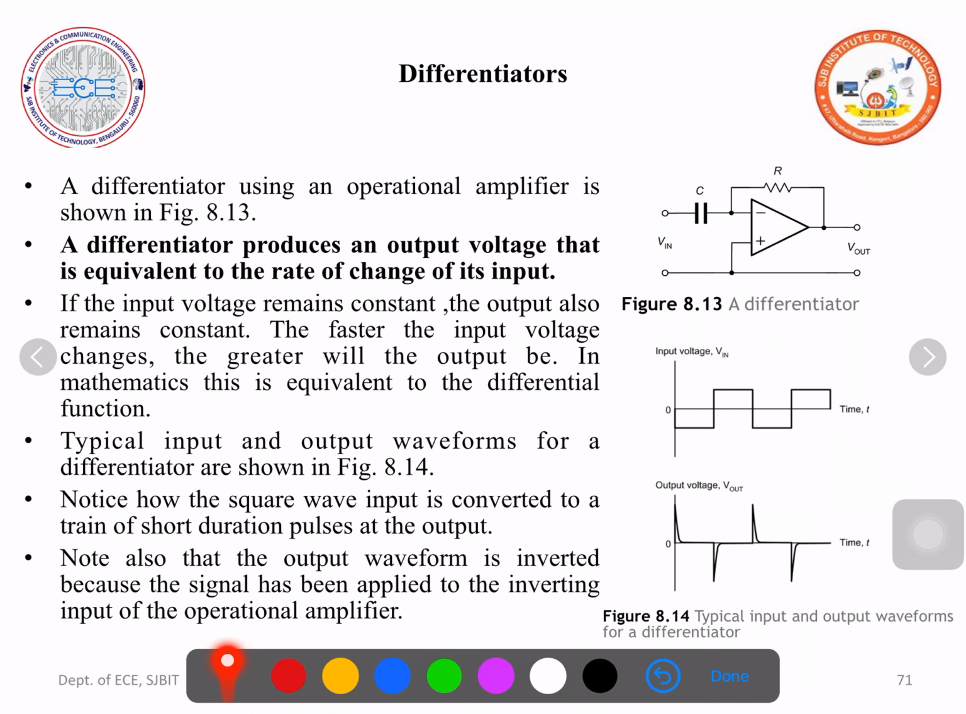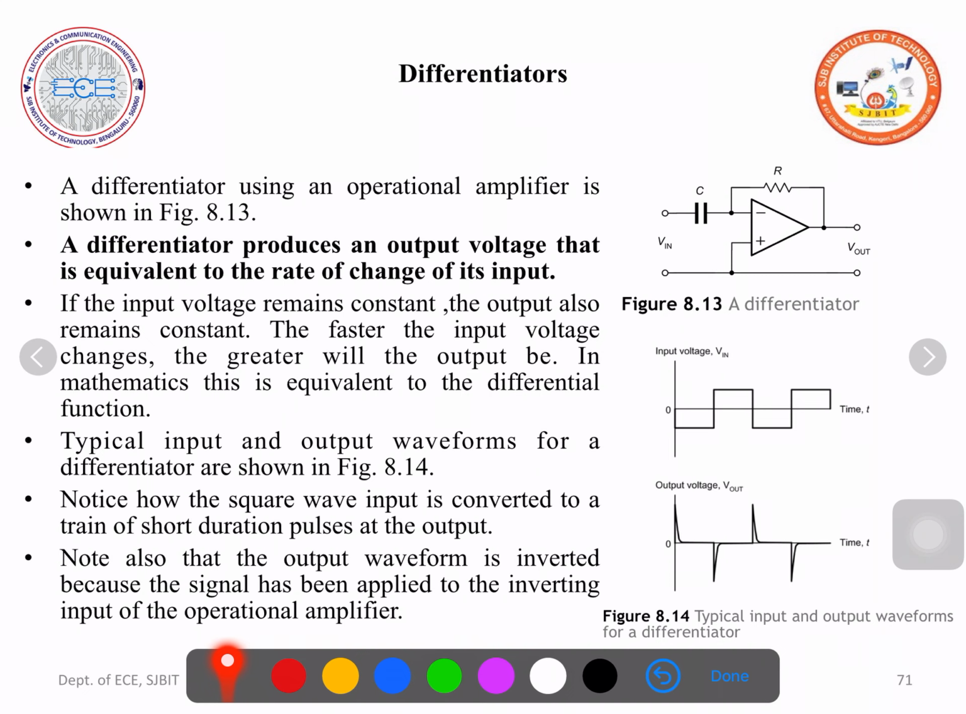Also, in the differentiator, if the input voltage remains constant, the output also remains constant, that is 0. The differentiation of a constant value is 0. Now, for simplicity, let us consider a square waveform as the input voltage applied at the input. This is the voltage waveform applied at the input of this operational amplifier.